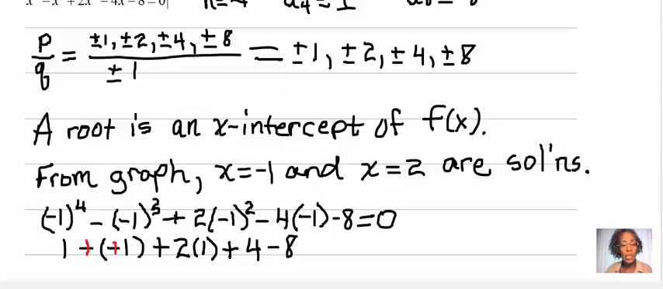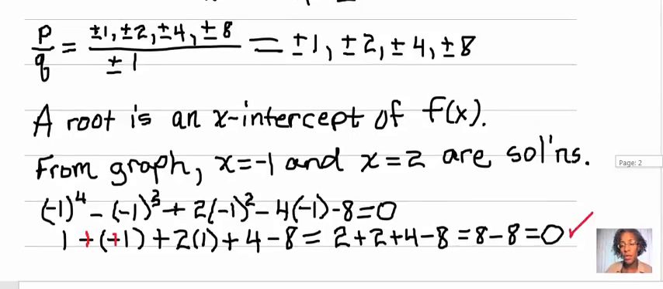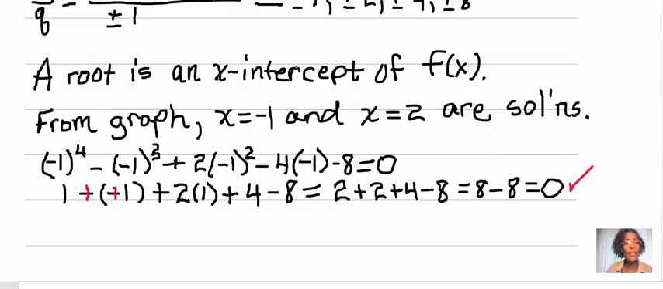All right, so 1 plus 1 is 2, plus 2 times 1 is a +2, plus 4 minus 8. So 2 plus 2 plus 4 is 8, and 8 minus 8 is 0, just as our graph told us. This was one of the possible zeros, and sure enough, -1 is a 0 of this.